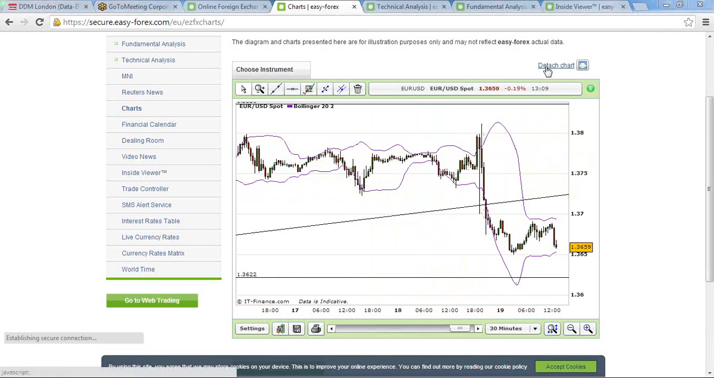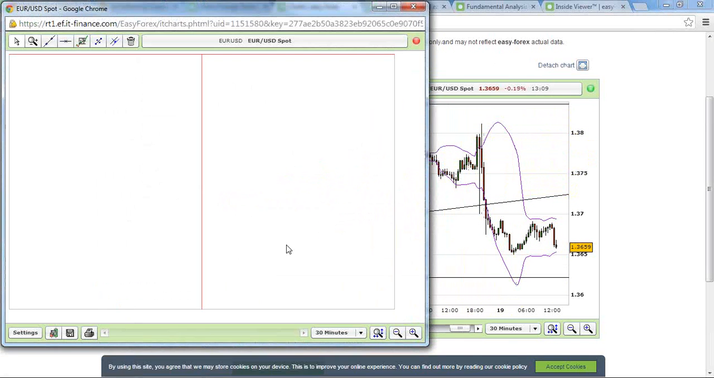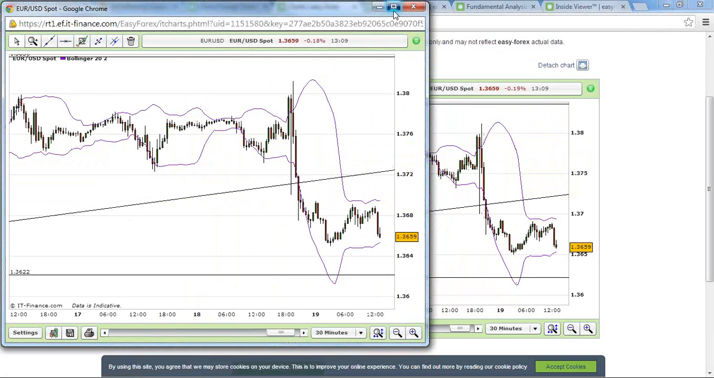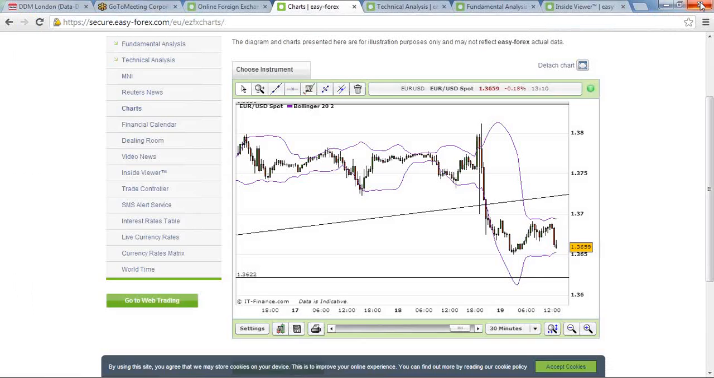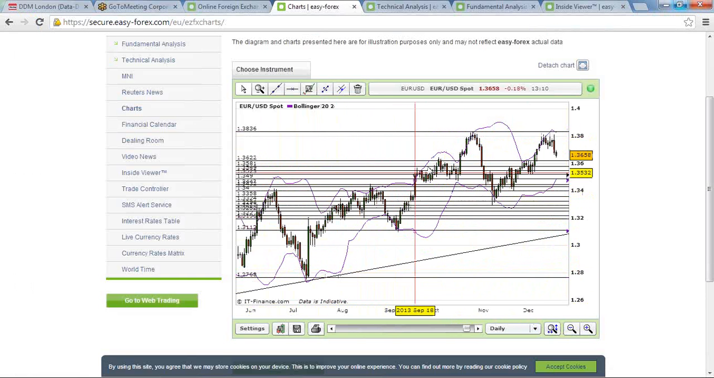Also, if I wanted it bigger, I could detach the chart. It would be a bit bigger, and I could even expand it so that it took up the whole of my screen and I could see it much better visually there. I'm going to stick to the small one for now. On the chart, I'll normally start from a longer time frame, daily for example, to see what's going on. You can see we're in an uptrend pretty much.